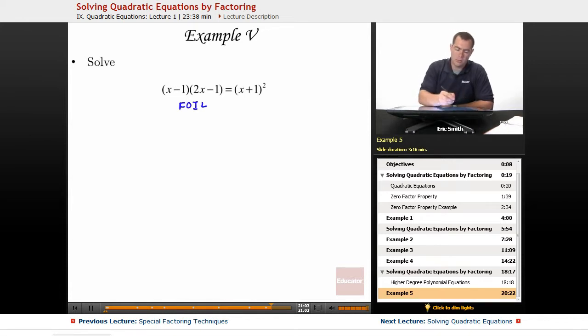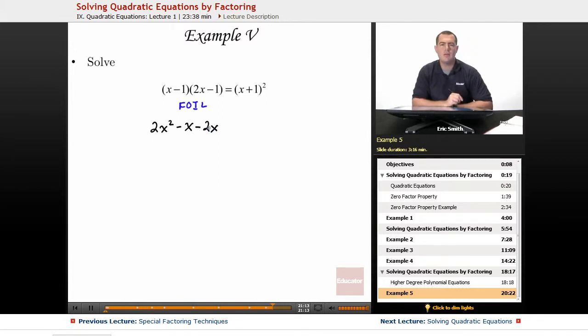So my first terms would be 2x squared. Outside, minus x. Inside, minus 2x. And my last term's negative 1 times negative 1, positive 1.